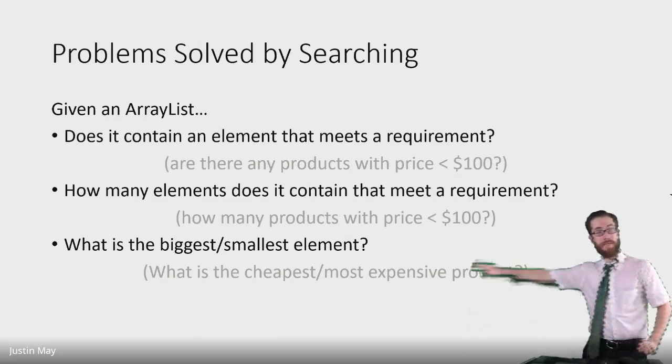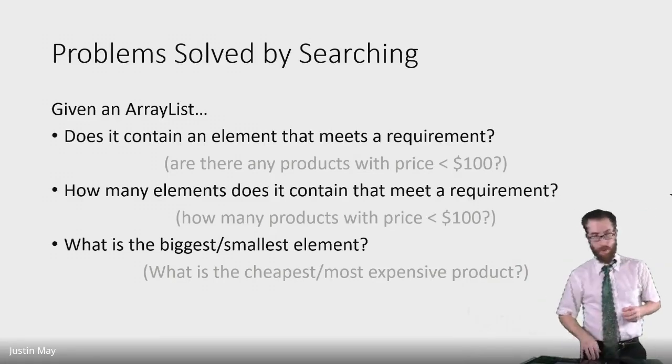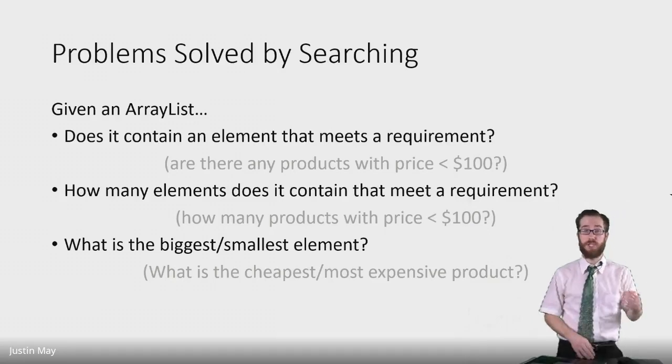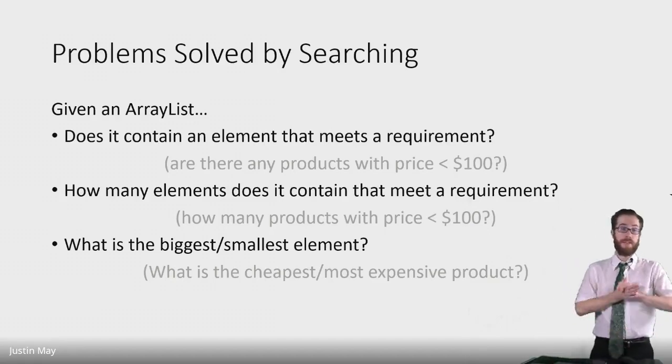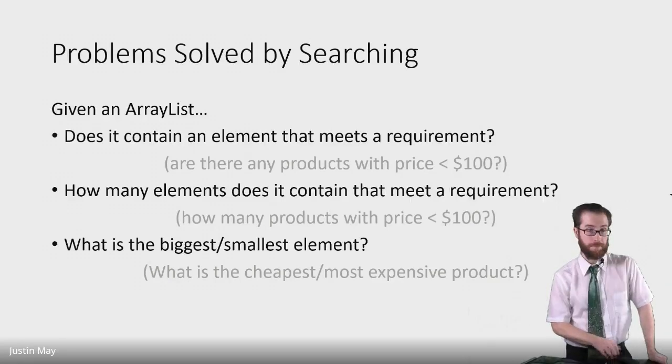We can also answer the question, what is the biggest or smallest element? So with our list of products, we could identify what is the most expensive product in this list, or what is the cheapest product in this list? These are the kinds of questions you could answer using the searching algorithm.